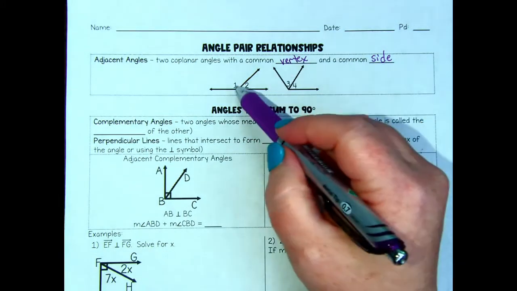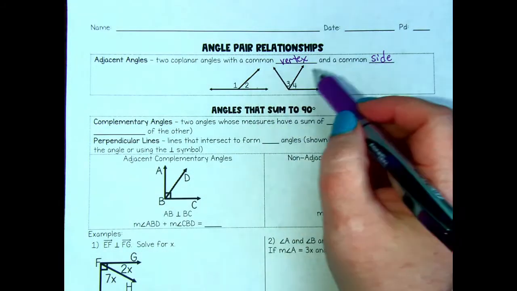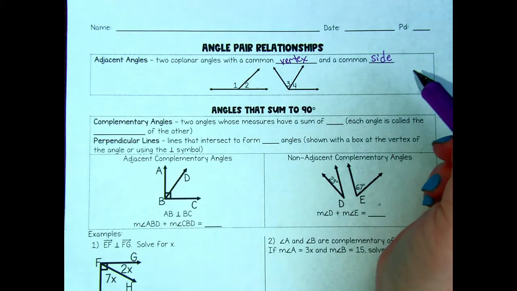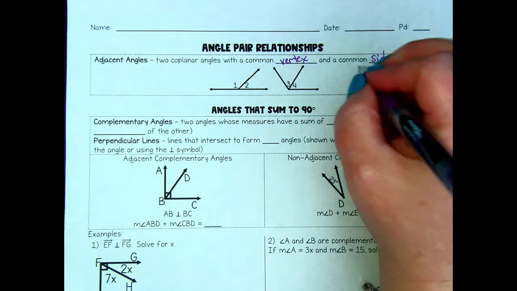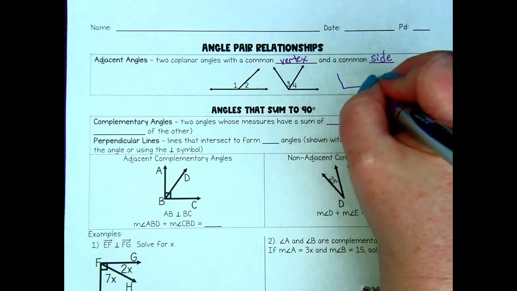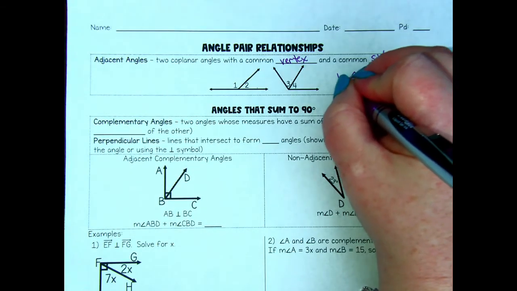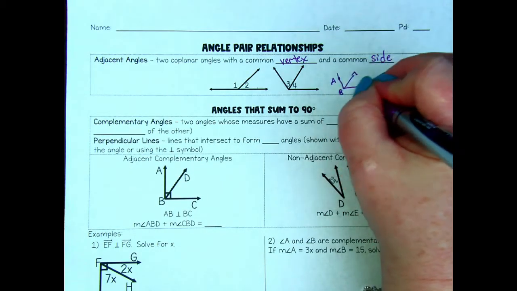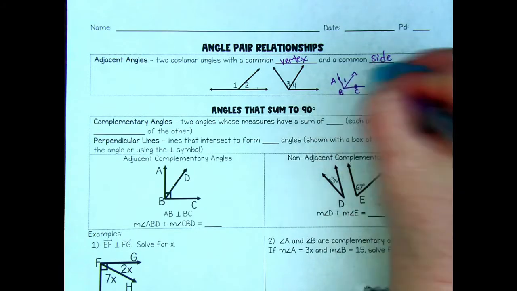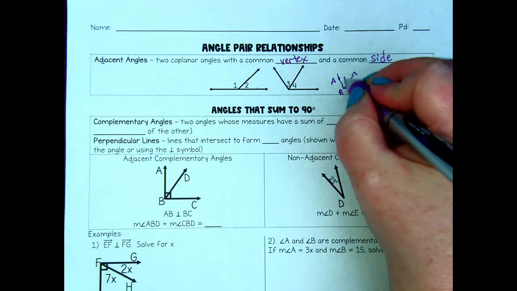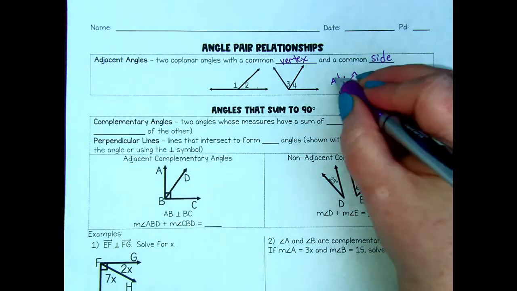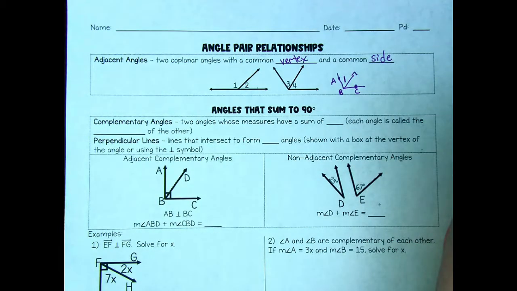So angle 1 is adjacent to angle 2 and angle 3 is adjacent to angle 4. But if I have angle ABC, and let's say angle 1 is inside of angle ABC, it is not adjacent to it. Adjacent is right next to it.